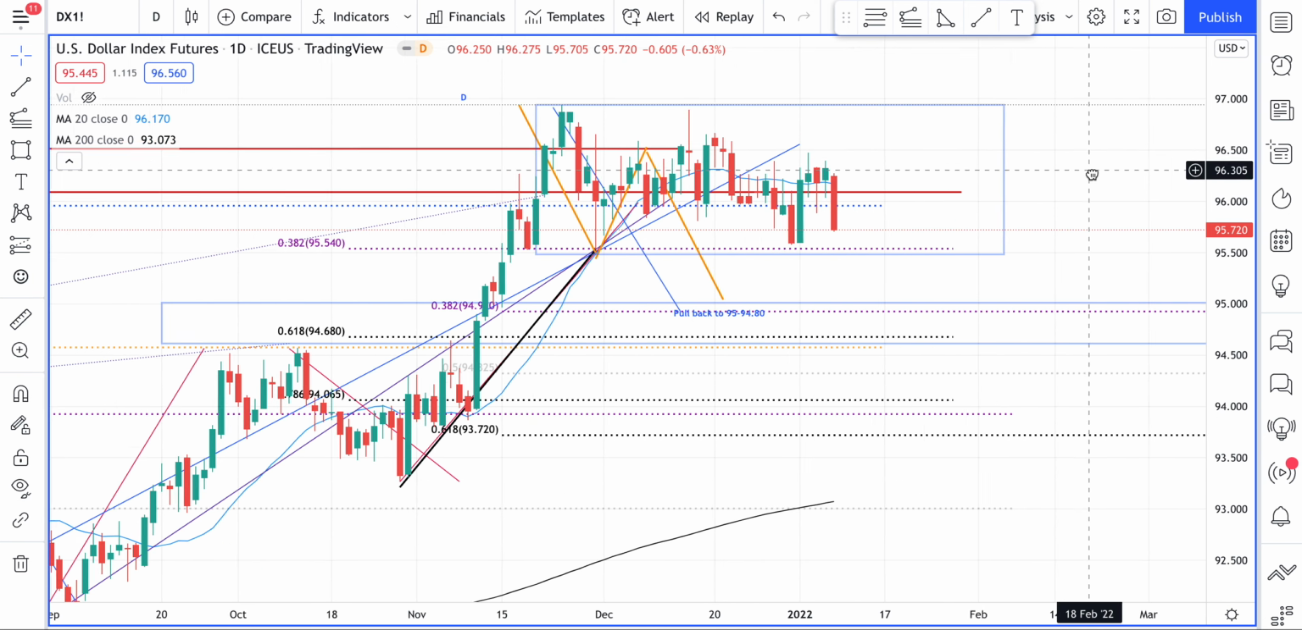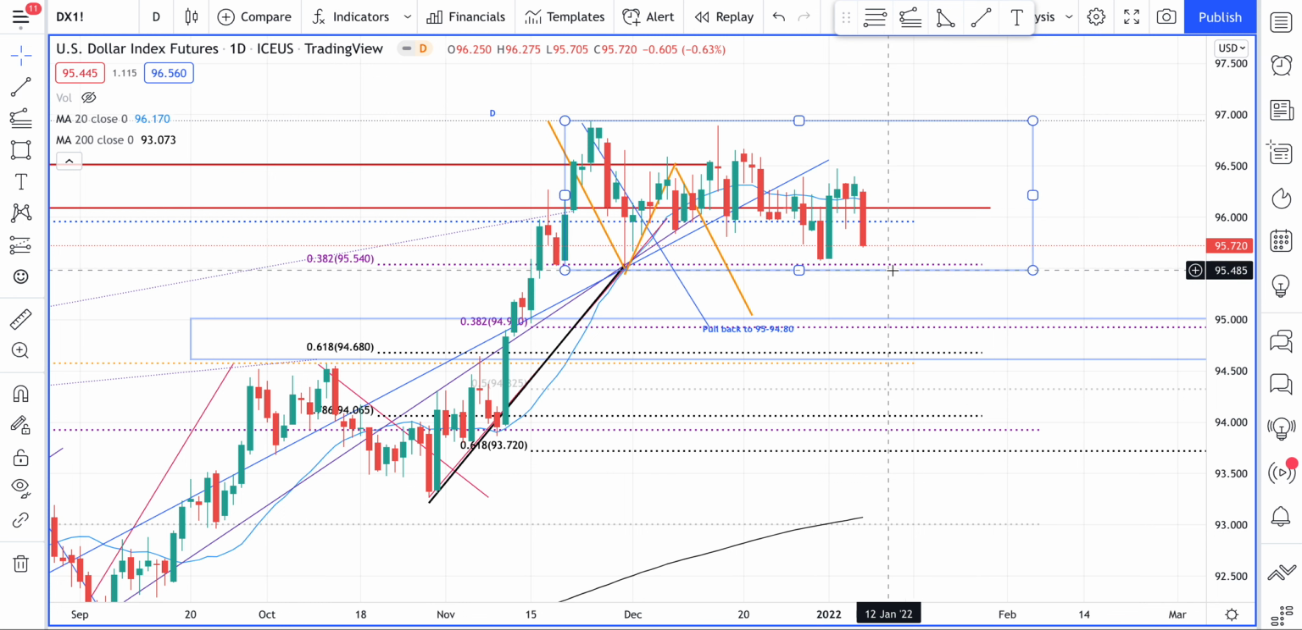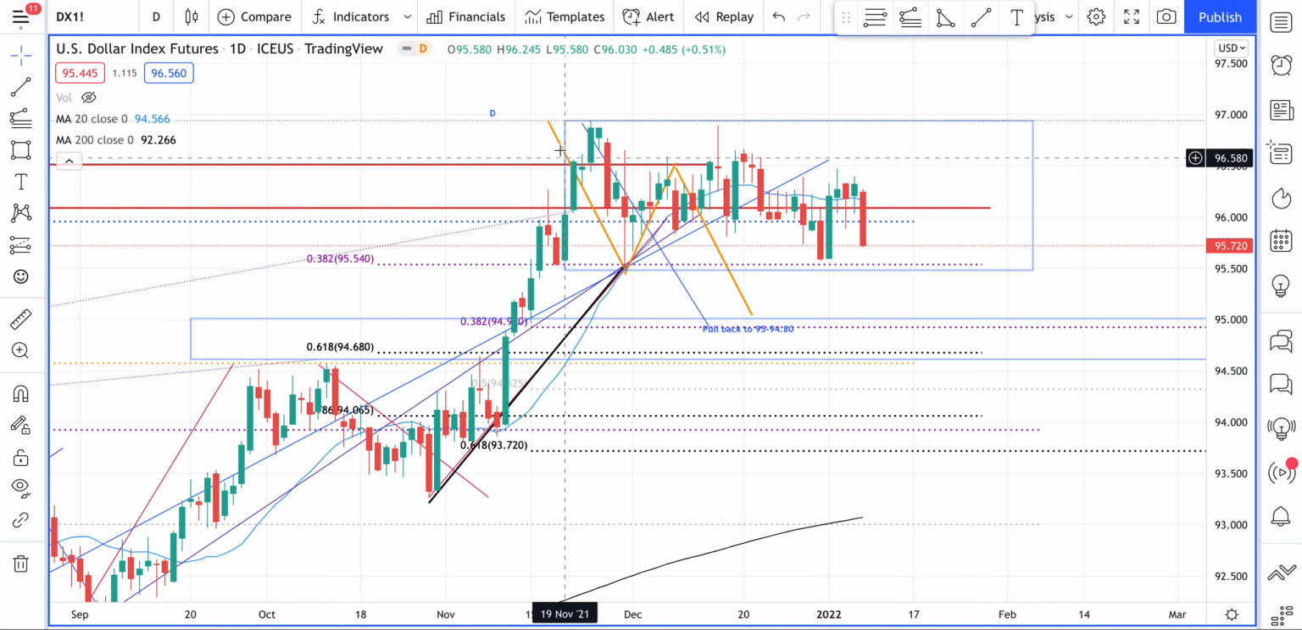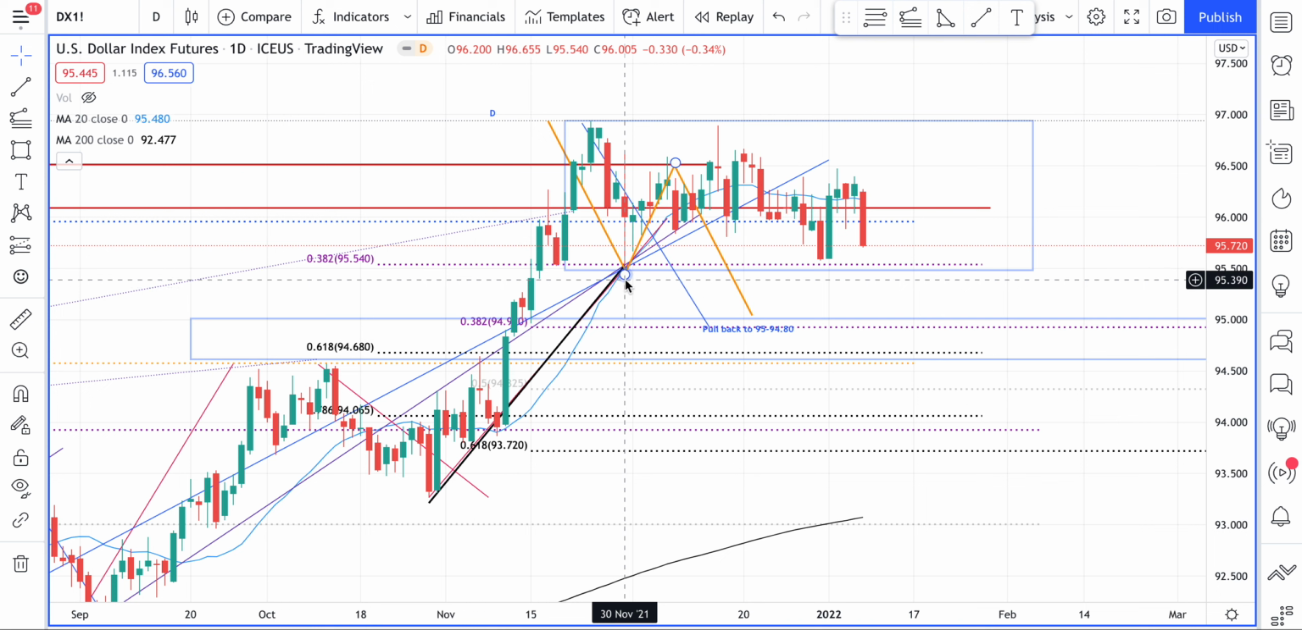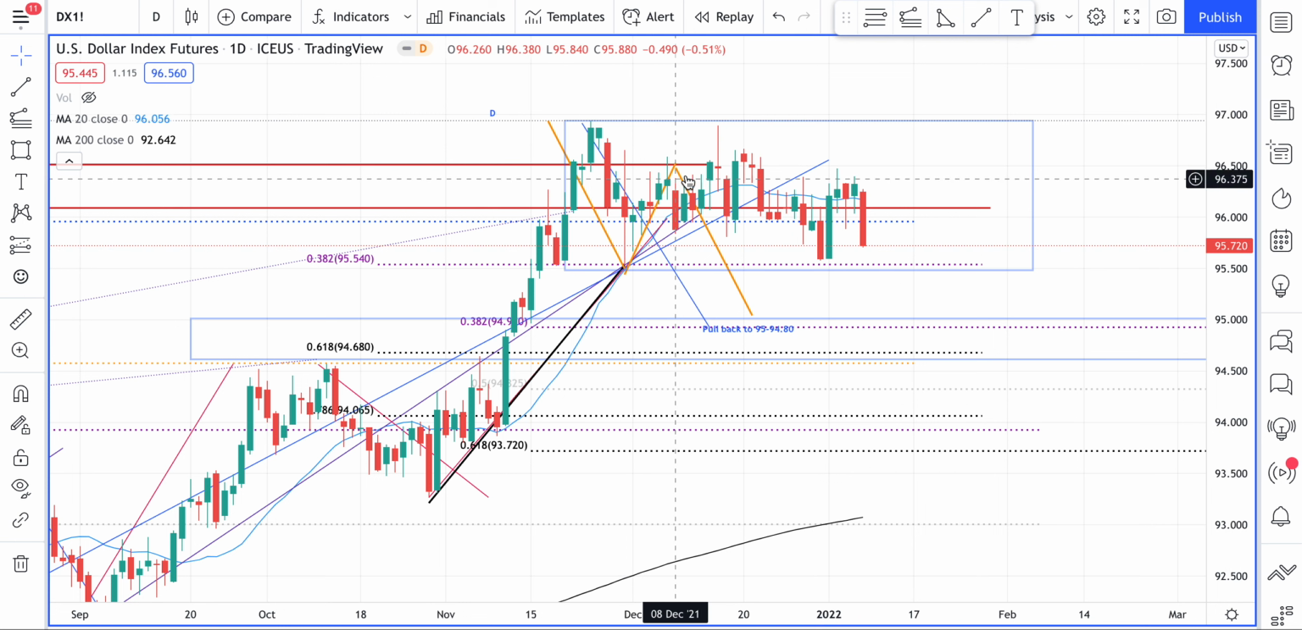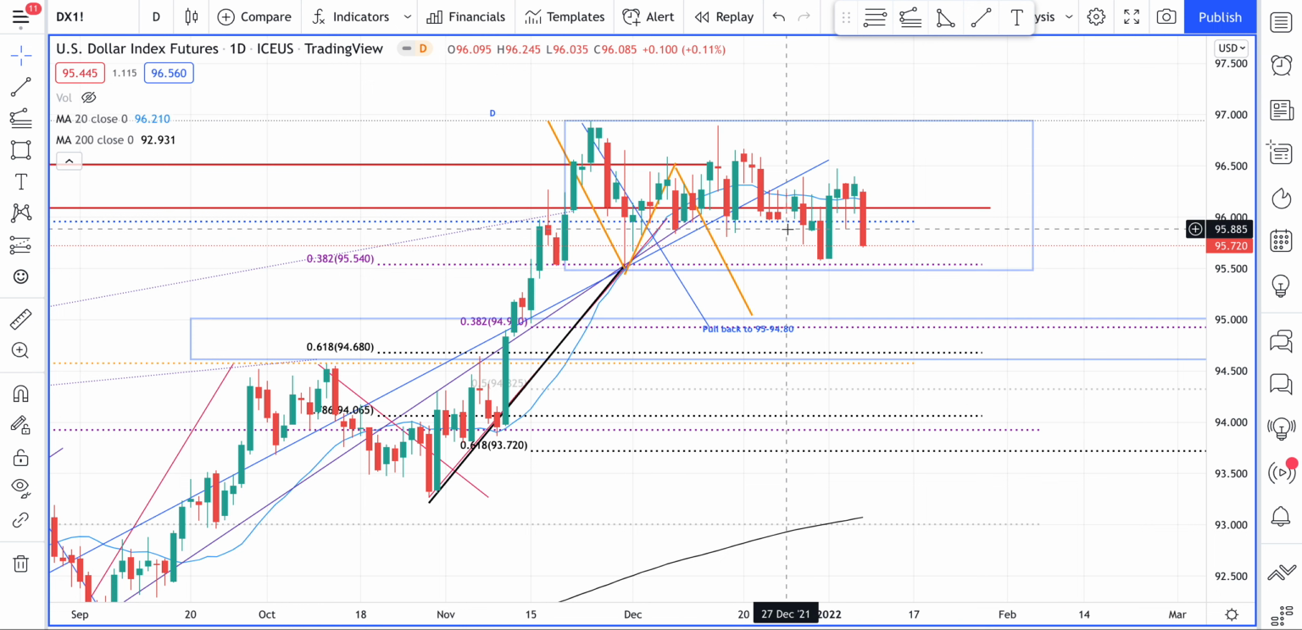Okay, so this is what we are expecting, and it is possible that if it breaks out of this range, we could see it reach the point we were anticipating, which is between 95 and 94.5, around here. We also see one point where the dollar index made an attempt to move lower. However, the buying came in, then it went right to the top, and it wasn't able to take the top either. And now it's coming down again.